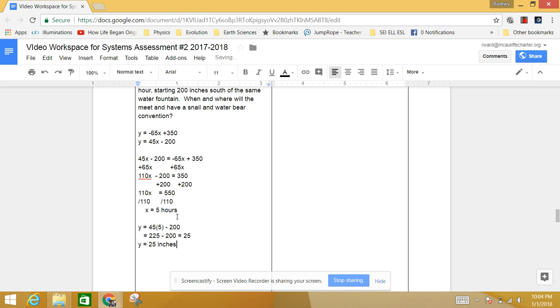And since it's positive, that's 25 inches north of the water fountain. So our solution is 5 hours, 25 inches north. That's our solution to this problem.